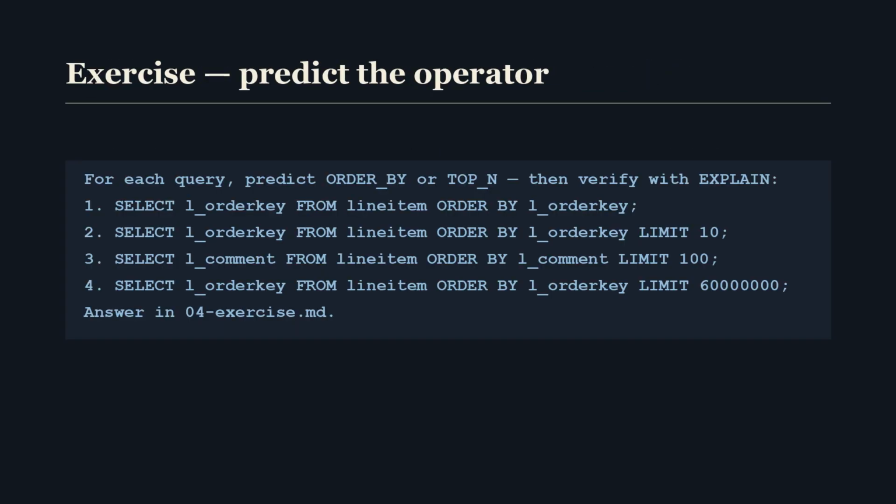For each query, predict whether DuckDB uses order by or top n, then verify with explain. Query 1, full sort, no limit. Query 2, sort with limit 10. Query 3, sort a varchar column with limit 100. Query 4, sort with a limit equal to the full row count. Write your predictions in O4 exercise.md before you run explain.